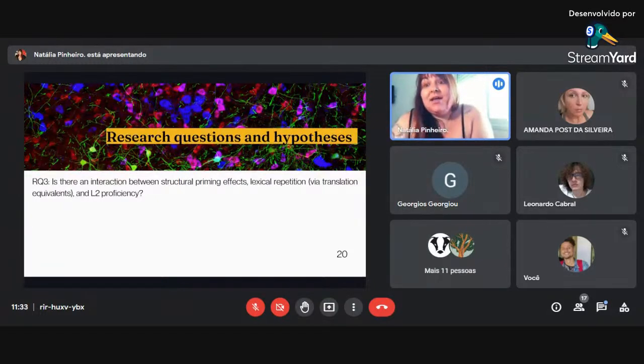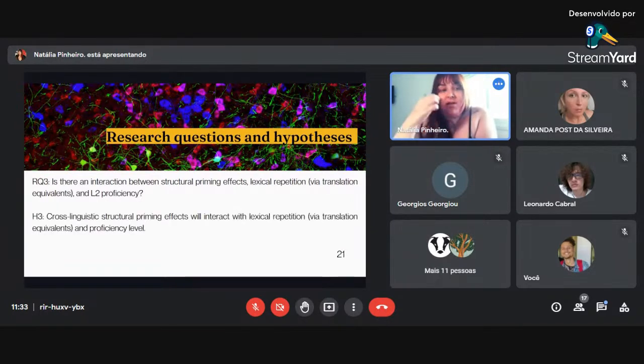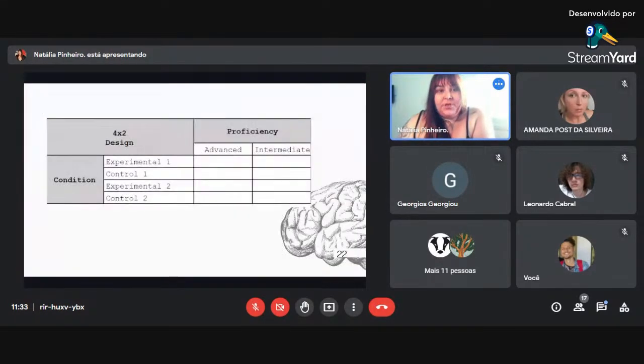And finally, our last research question, is there an interaction between structural priming effects, lexical repetition via translation equivalence, and L2 proficiency? And the hypothesis being that they will interact. So cross-linguistic structural priming effects will interact with lexical repetition and proficiency level. So here is our study.